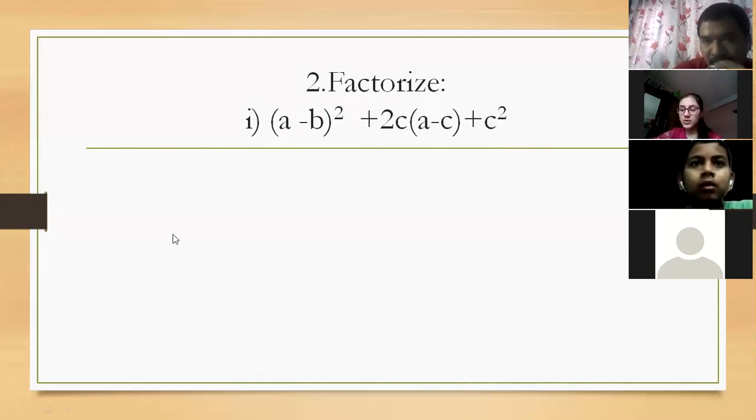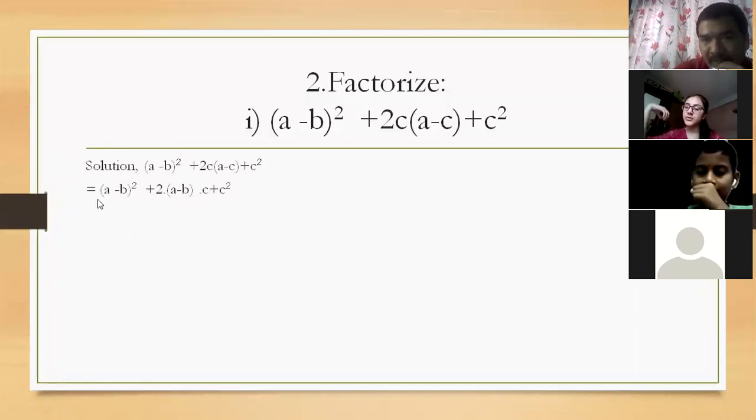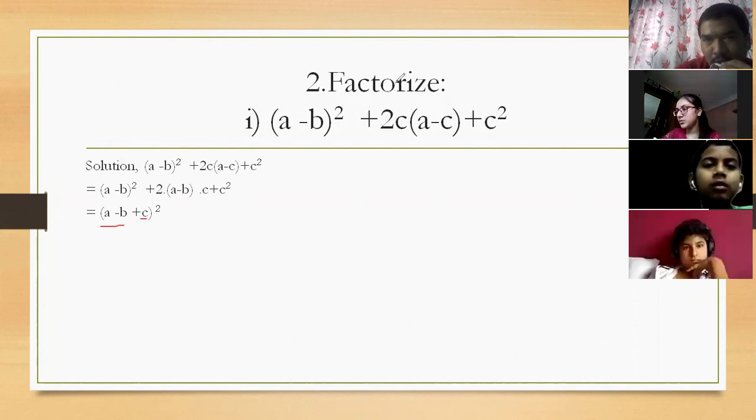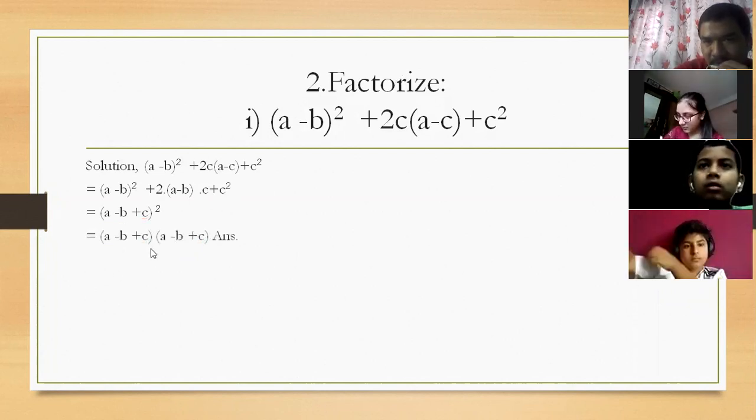A plus B whole square. Yes, very good, Navisa. A plus B whole square. Write the first, A minus B whole square, plus 2 into A minus B into C, plus C square. And it is the formula of A plus B whole square. A means what is there? A means A minus B and B means A minus B. Then we have to write these two same factors. Okay, these are the two same factors. Are you clear, children?